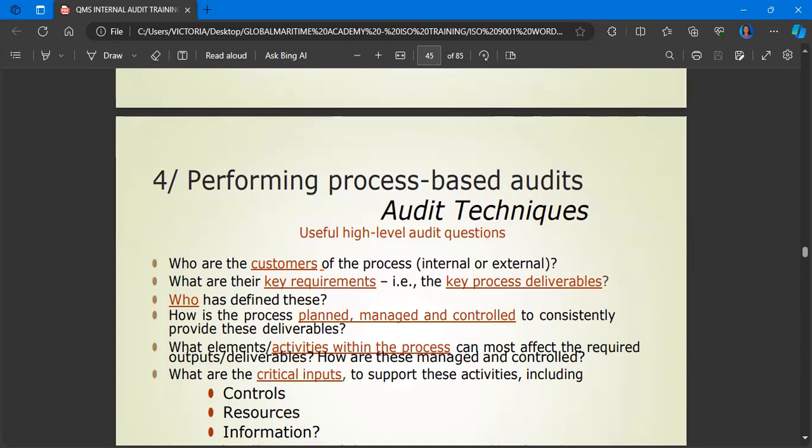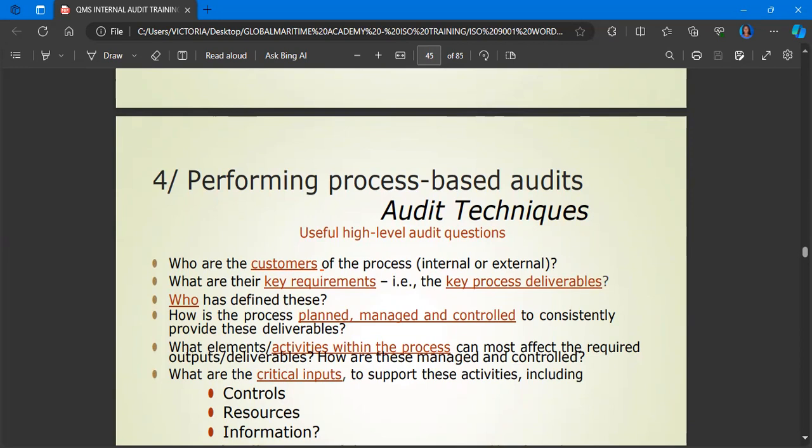Audit techniques. Use high-level audit questions. We know that you conduct a system management audit using interview and observation methods. So you have to know how to ask the relevant questions.